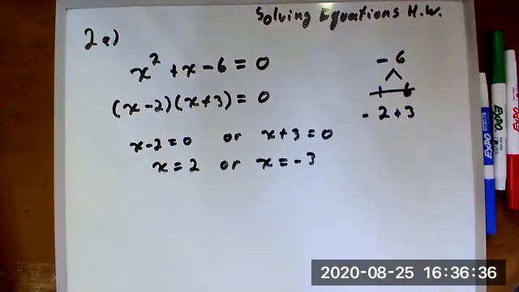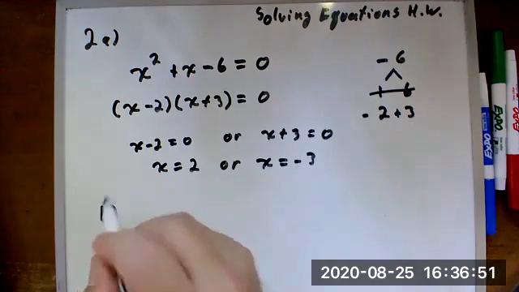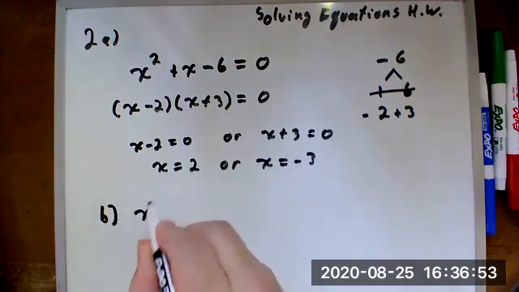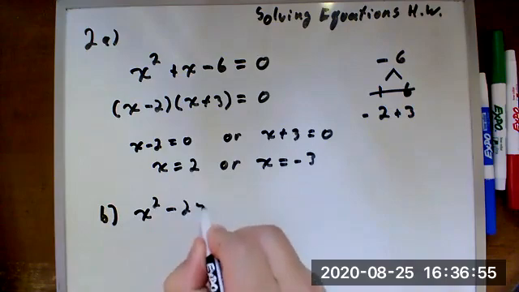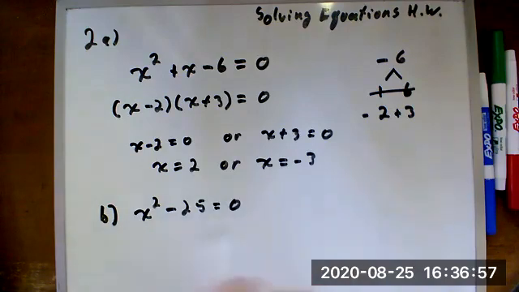So from there, we'll go on to the next one. But that's essentially what we're going to be doing for all of these problems. We factor it, then we take the solution. So without even erasing, I can go on to the next one. We can do x squared minus 25 equals 0.